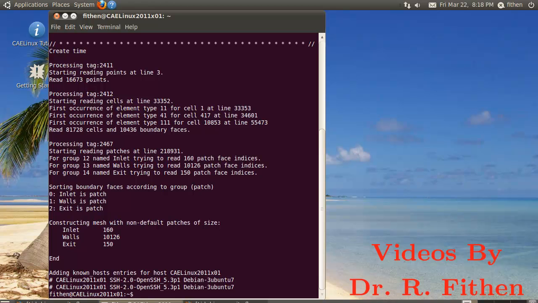terminal window. Now let's take a look at some of these things. First of all, it says it sorts. Now it sorted through that ideas file. It basically told me first occurrence of element type 11. It told me several things along in here. It's reading the cell, starting reading line 3, read that many points, processing tags, but suddenly I see boundary faces, and I saw that there is an inlet, there's a wall, and an exit. Now it says constructing the mesh with non-default patch size of, there aren't too many inlet patches. There are 10,000 wall patches and 150 exit patches. And it basically said that's it. And it's ready to run. Now let's see what it did to me.